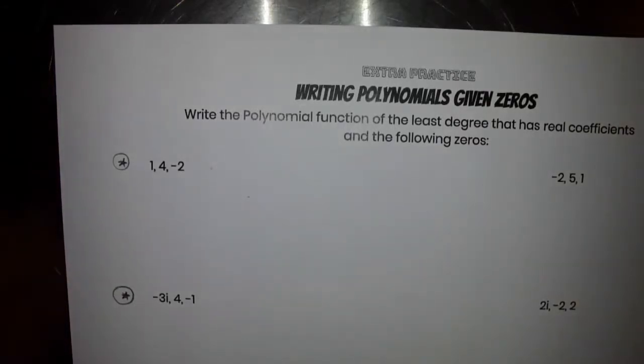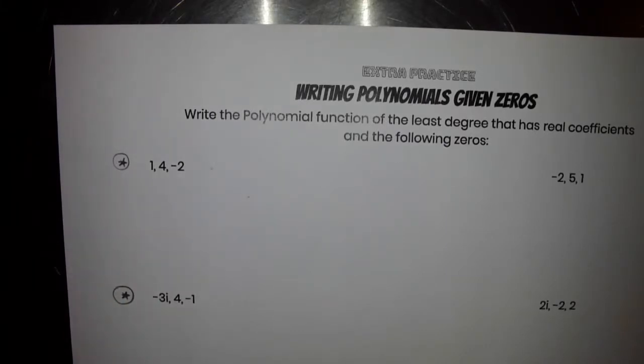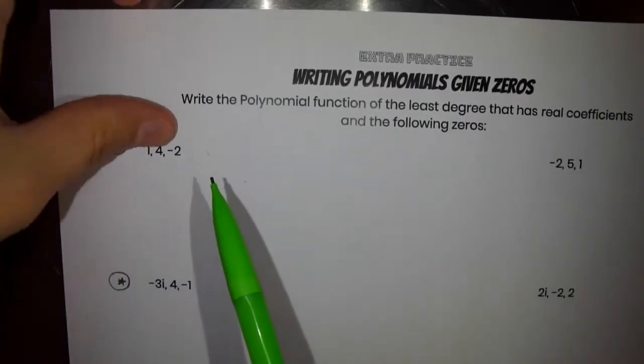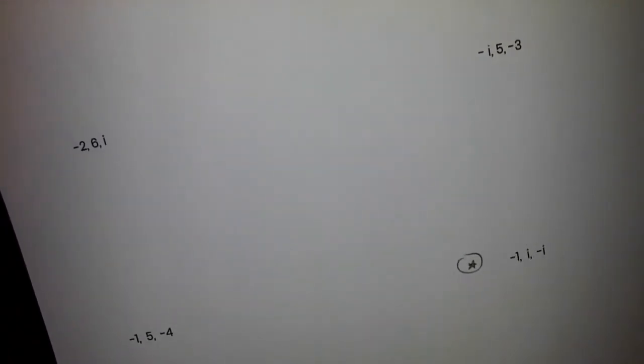So we're going to take a look at writing polynomials given the zeros. I'm only going to look at 3 of these for the examples because they're all pretty much the same in how you approach them. One I'm going to do doesn't have i, one has i, and the last one is a little tricky.